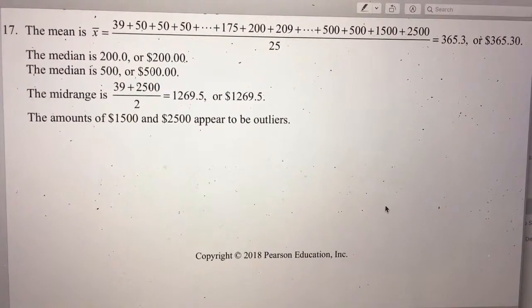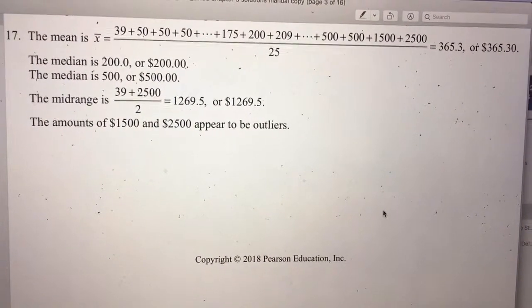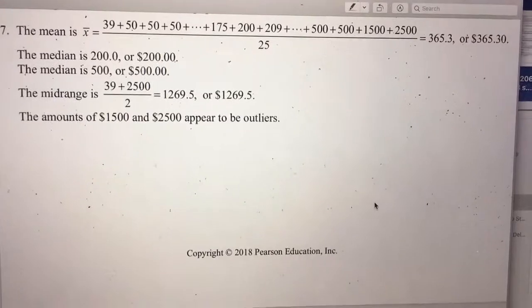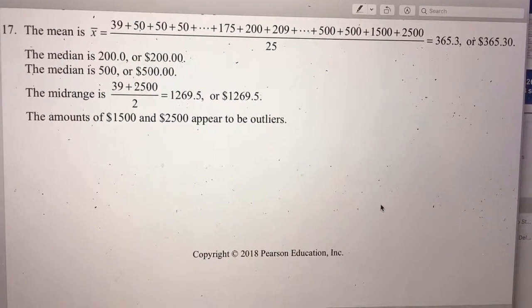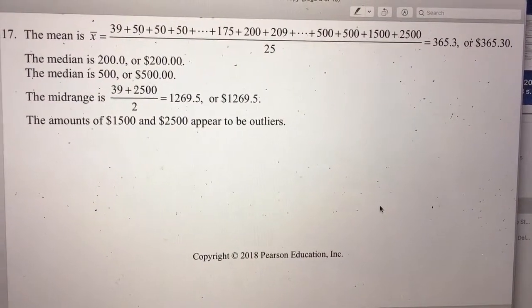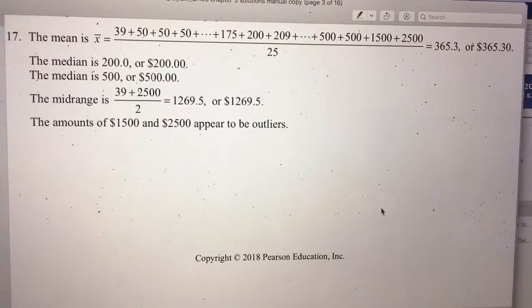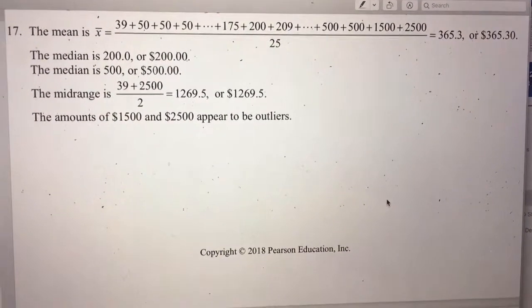The mid-range is going to be the lowest value, 39, plus the highest value, 2,500, divided by 2. And then the top 2 appear to be outliers because they are so much higher than all the others. So 1,500 and 2,500 appear to be outliers in this problem.